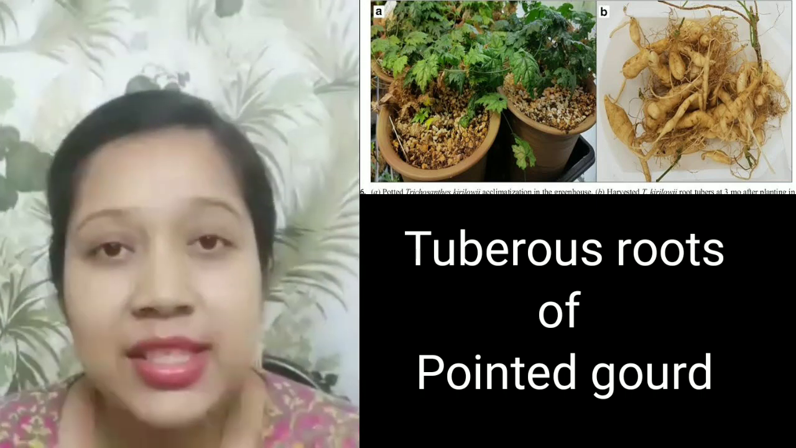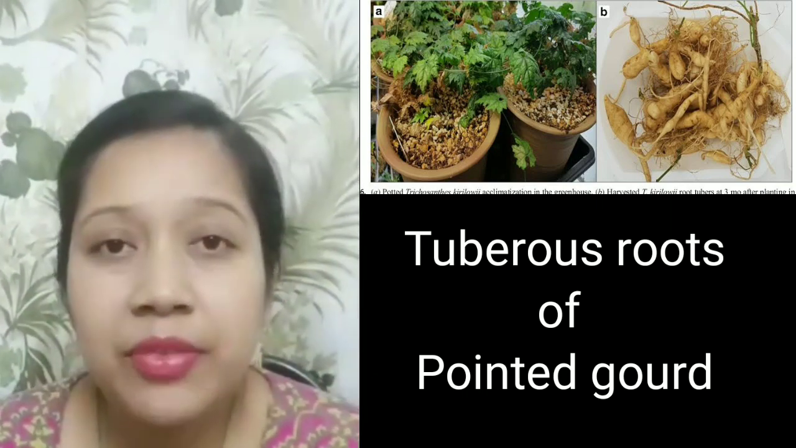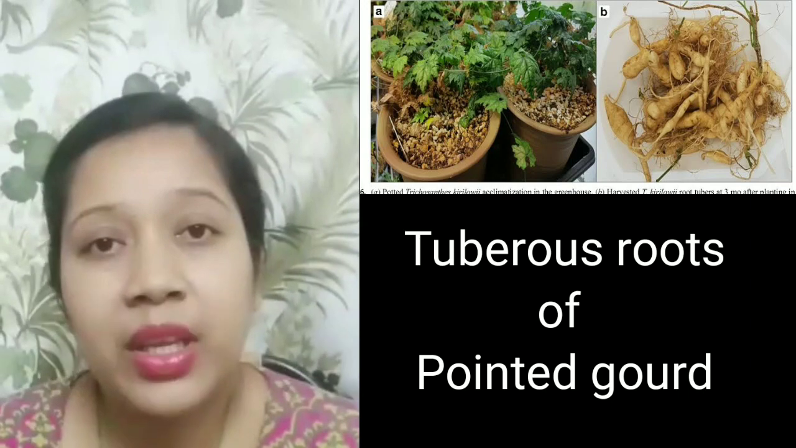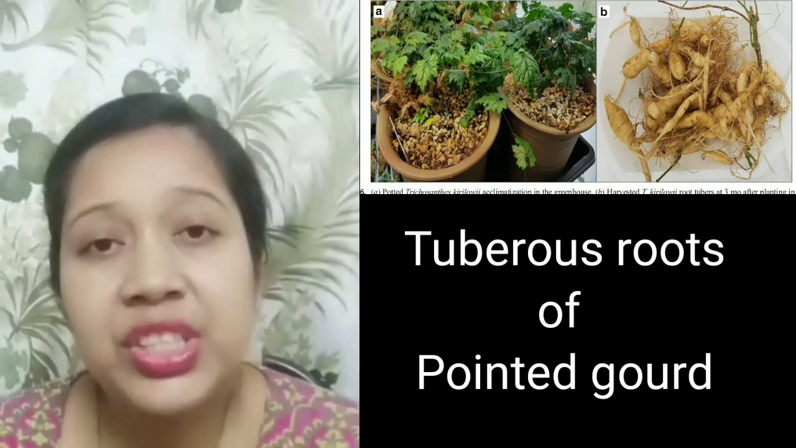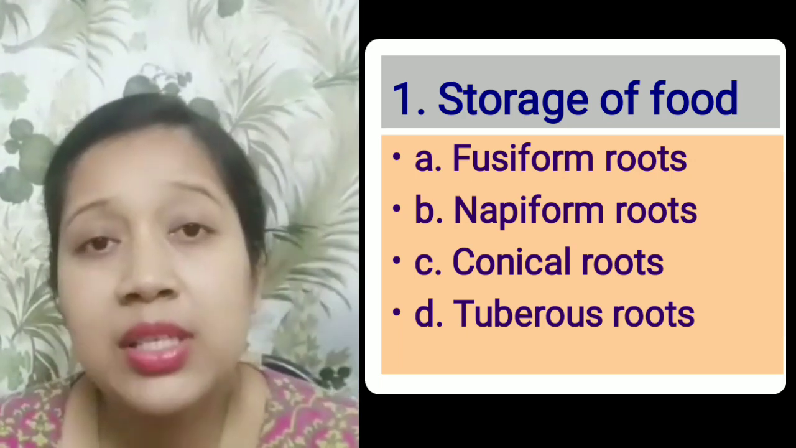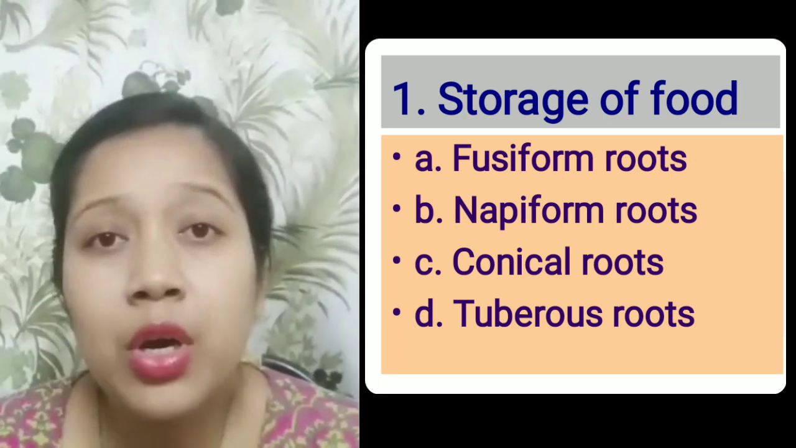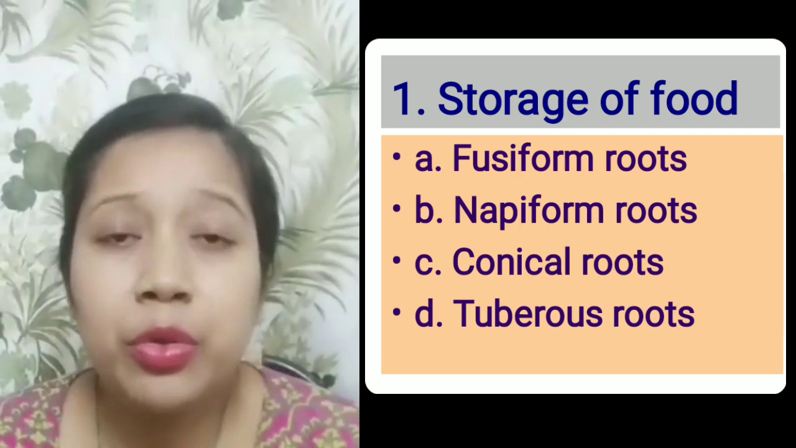That means they are fleshy, no doubt about that, but the roots do not have a definite shape. So these are the 4 types of modifications of the taproot whose purpose is the storage of food. Now let's come to the other 2 modifications.